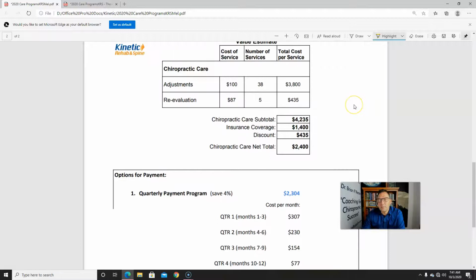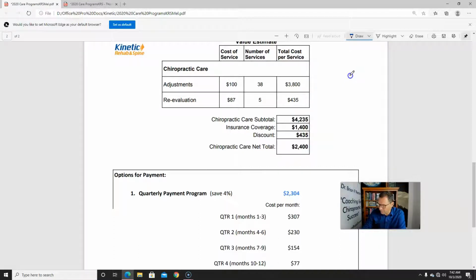We'll make this a little bit more complex. So here we have the same visits, 38, 5 re-exams. We're still offering the re-exam discount, right here. But we only got $1,400 coverage here. So let's erase that so it makes it easy to see. So we only got $1,400 coverage.